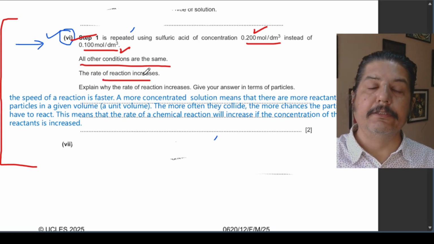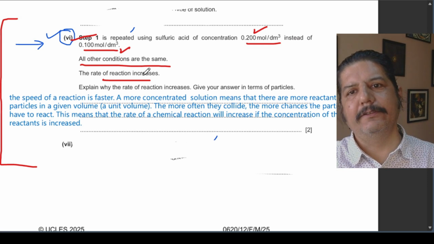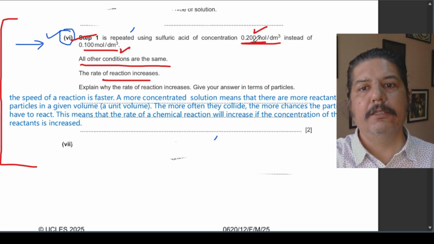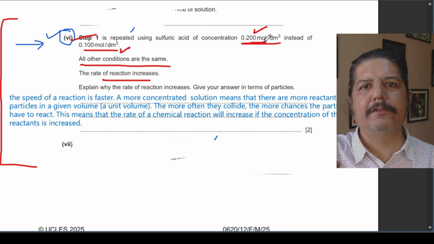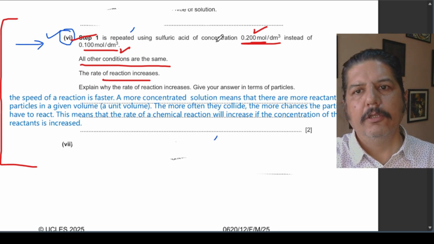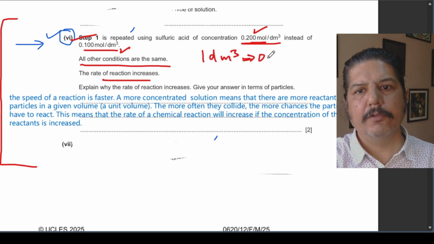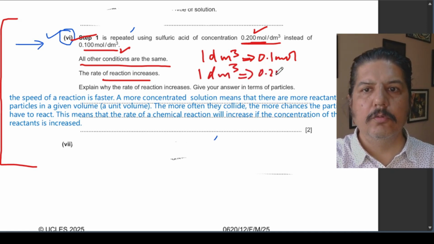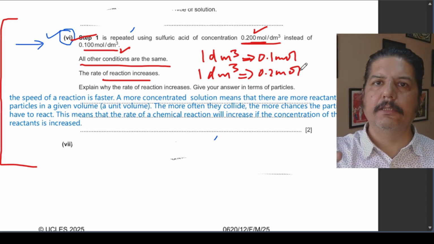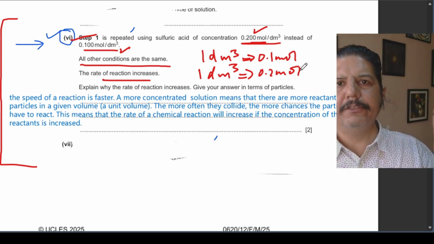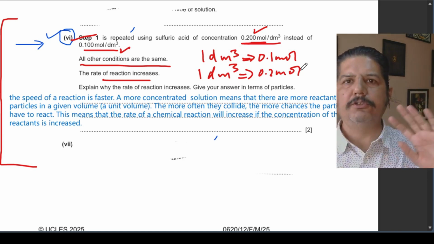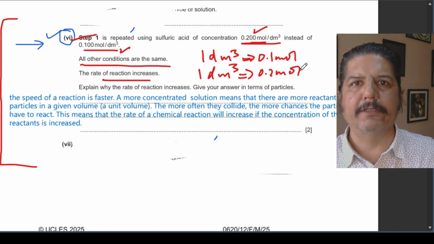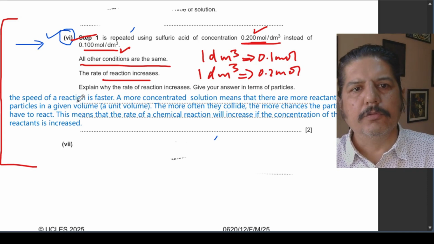The rate of reaction has increased. So why has the rate of reaction increased? The rate of reaction has increased because you have increased the number of particles in the given volume. So in 1 decimeter cube, previously there was 0.1 mole of particles, but now in 1 decimeter cube, there is 0.2 mole. You have doubled the number of particles. So that is why the chances of collisions will increase, and that is why the rate of reaction will increase. So the speed of reaction is faster.